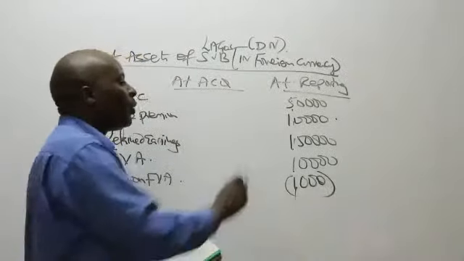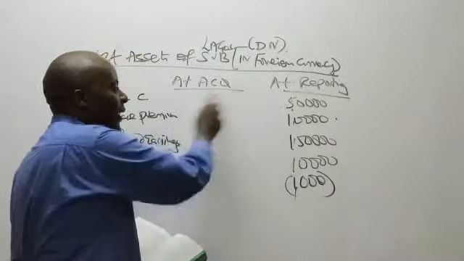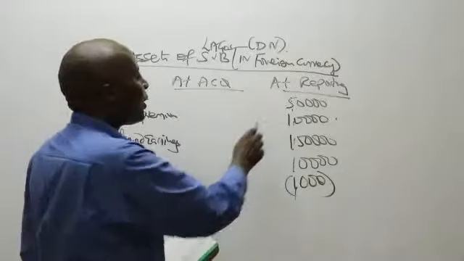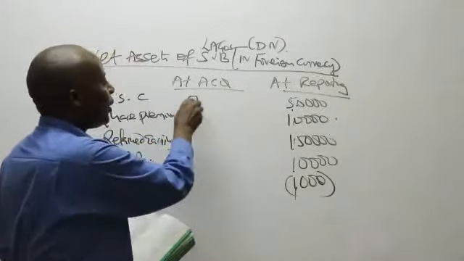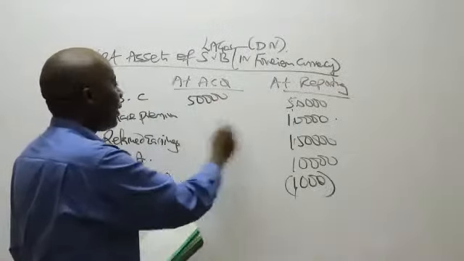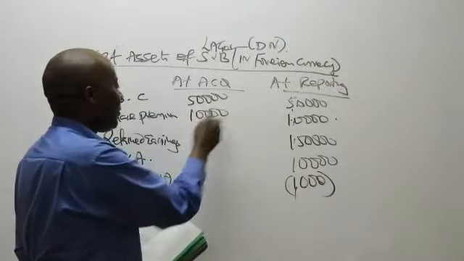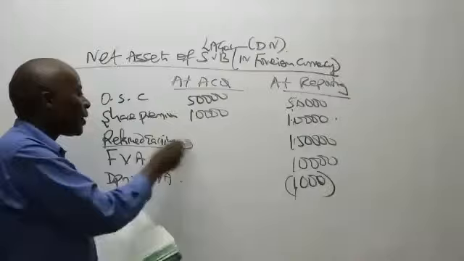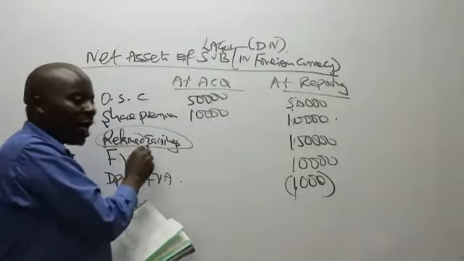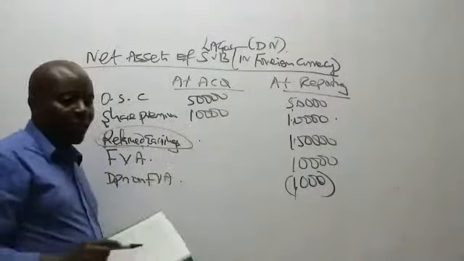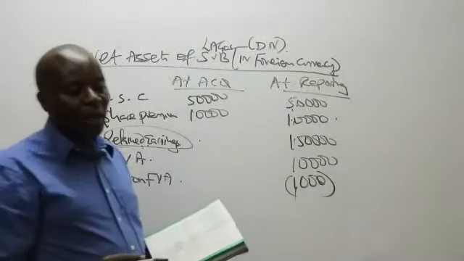Now, I know that most of these things will not change. For example, share capital never changes, it stays the same, 50,000. Share premium never changes, it stays the same. But this one I monitor, this one can let you down. Retained earnings at acquisition is normally given.